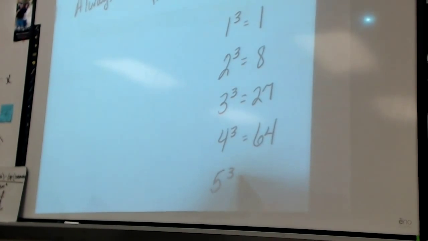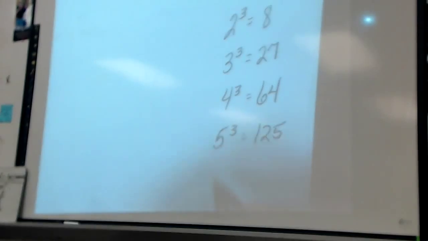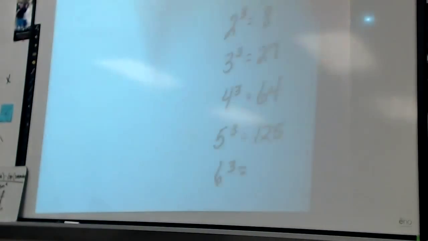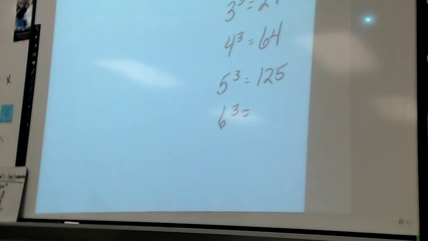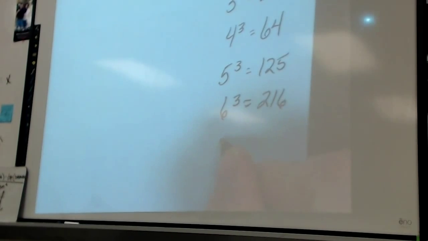5 cubed, 5 times 5 times 5. 5 times 5 is 25 times 5. What's 25 times 5? 125. 6 cubed, 6 times 6 times 6. That would be 36 times 6, 216. I don't have these completely memorized, but I do recognize them. So if you tell it to me wrong, I'll know. 7 cubed, 7 times 7 times 7. So 49 times 7.